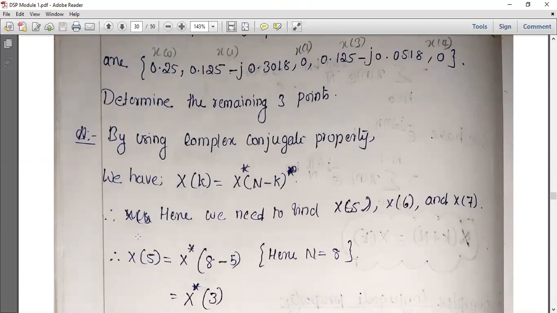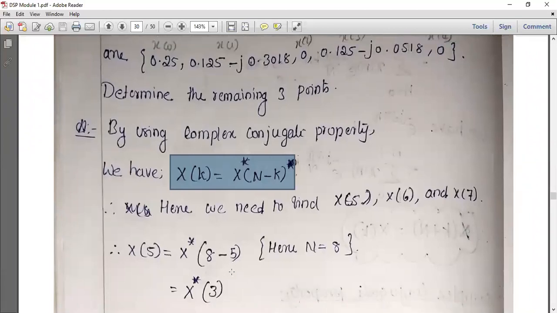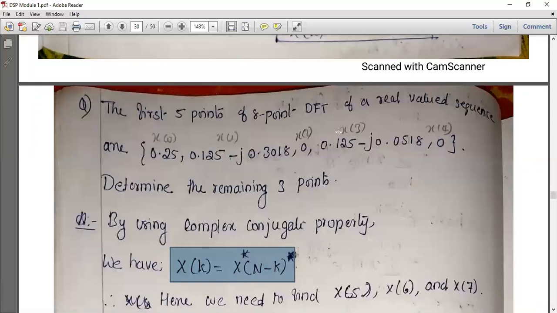Now x of 5 is equal to x conjugate of, I put k is equal to 5 in this equation, then we have x of 5 is equal to x conjugate of N minus k. Here it is an 8-point DFT, so capital N is equal to 8. Instead of N minus k we have 8 minus 5. What is 8 minus 5? It is 3, that is x conjugate of 3. Then what is x of 3?